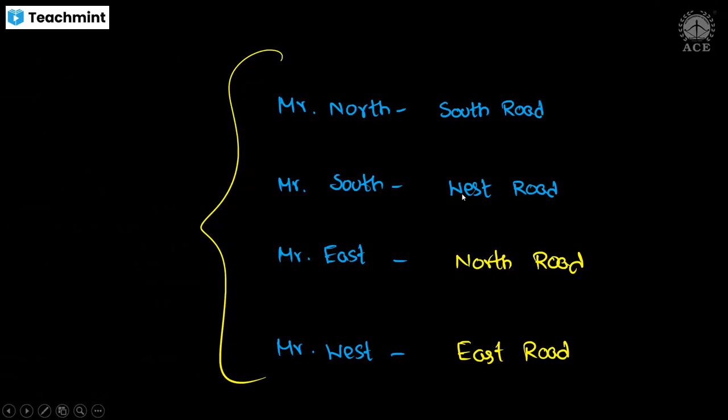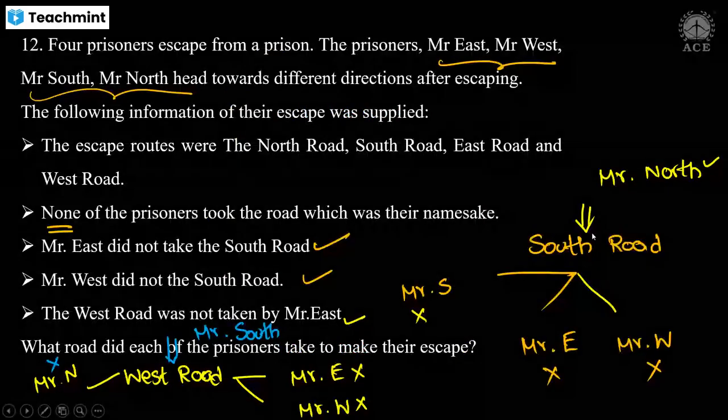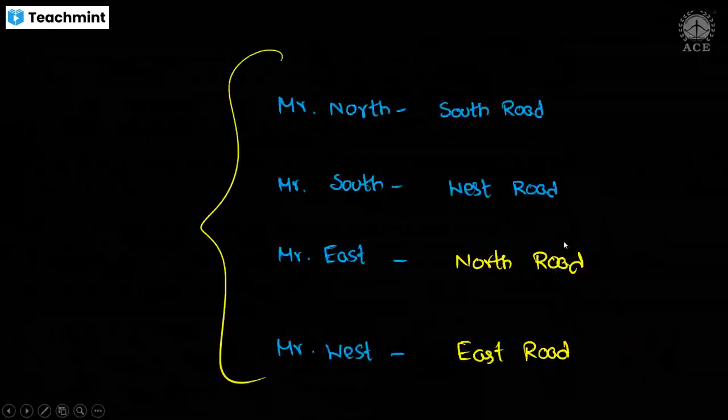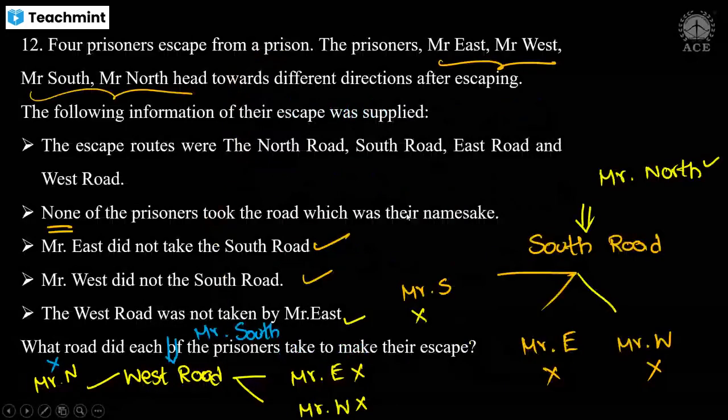Mr. South is north, is it? Yes, sorry. North is followed by south road. North person is going south road. Yes, correct. Mr. South is following west road. See the scenario, understand the question clearly.